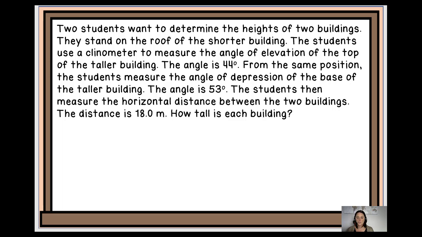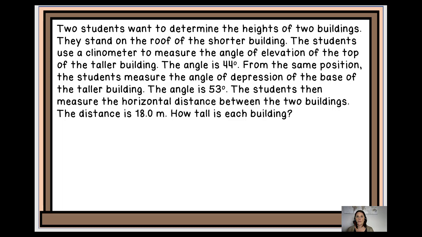From the same position, the students measure the angle of depression of the base of the taller building. The angle is 53 degrees. The students then measure the horizontal distance between the two buildings. The distance is 18 meters. How tall is each building?